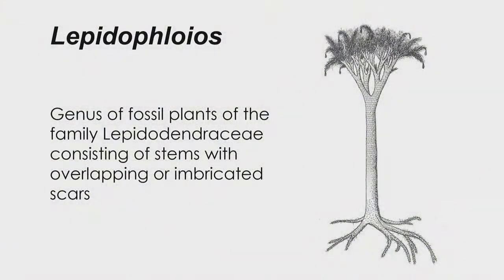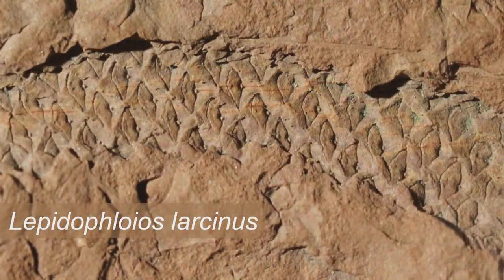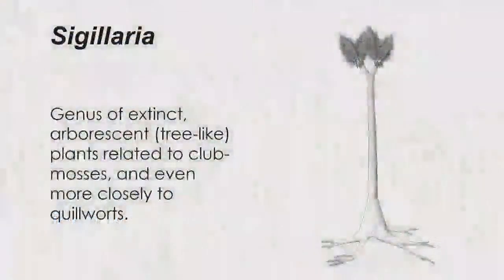Then another genus, Lepidophloios. This is a genus of fossil plant of the same family, consisting of stems with overlapping or imbricated scars. So here's one from a collection, Lepidophloios larcinus. They're pretty similar. Then Sigillaria. This is an interesting looking tree. A genus of extinct tree-like plant related to club mosses and even more closely related to quillworts.